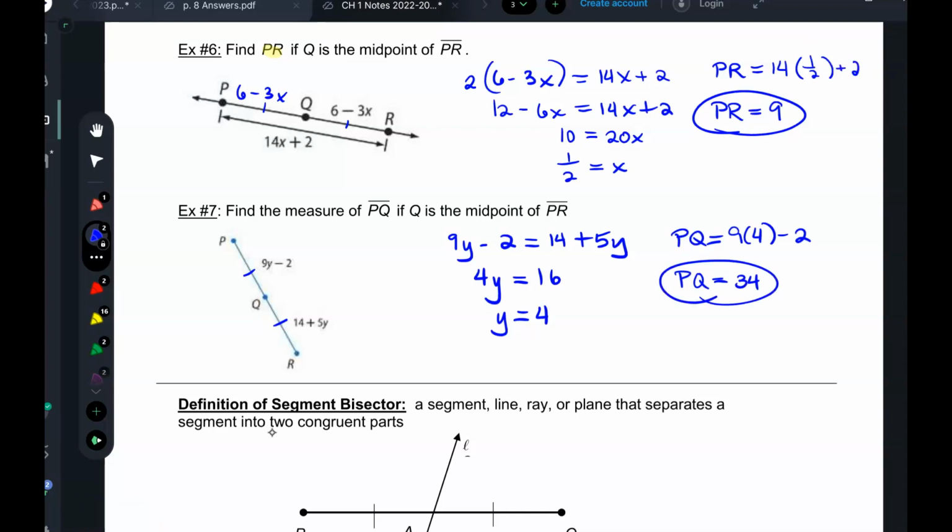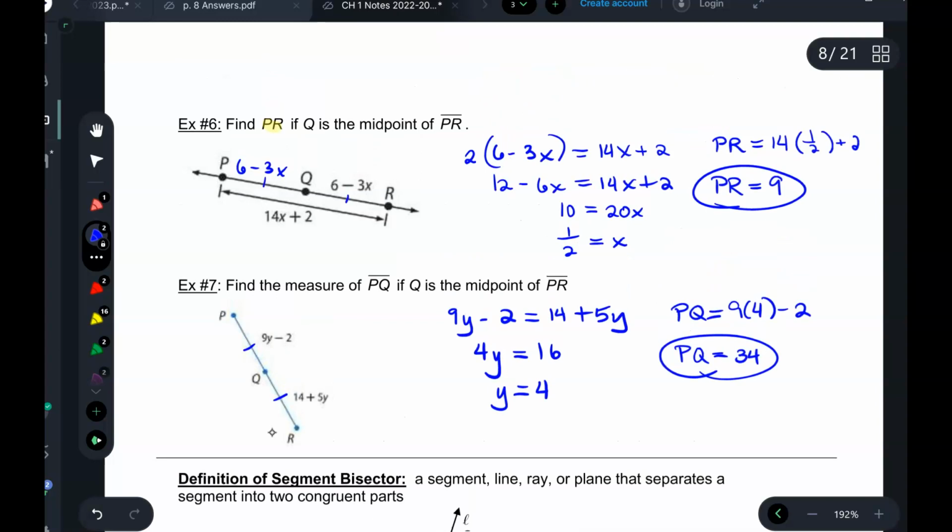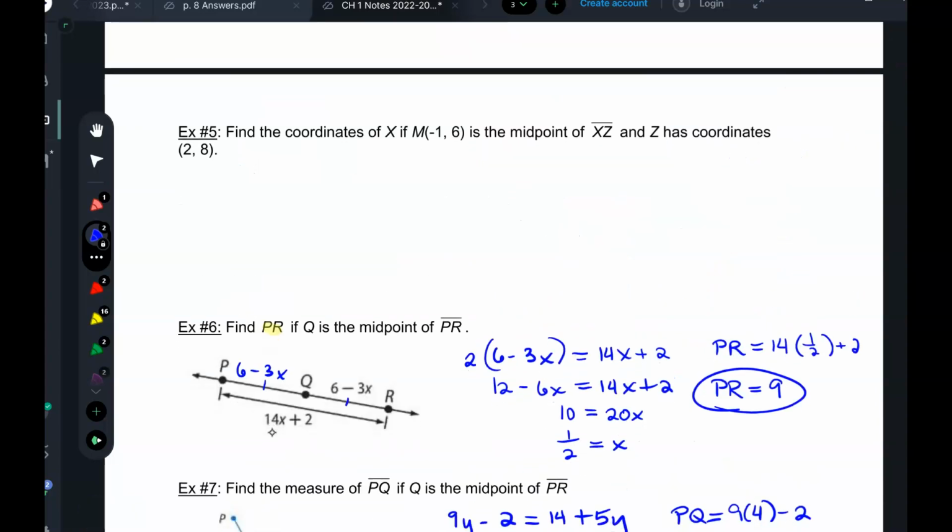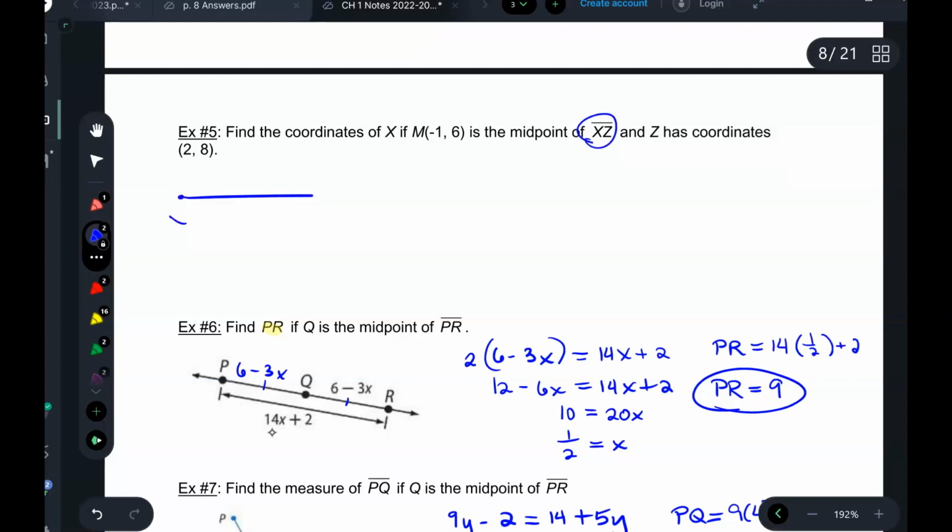Okay. I'm going to go back to this one real quickly. Basically what we're saying here is we have a segment XZ. I'm just drawing a random segment. Here's XZ, and here's the midpoint. So I know Z has coordinates 2, 8, and the midpoint is -1, 6.